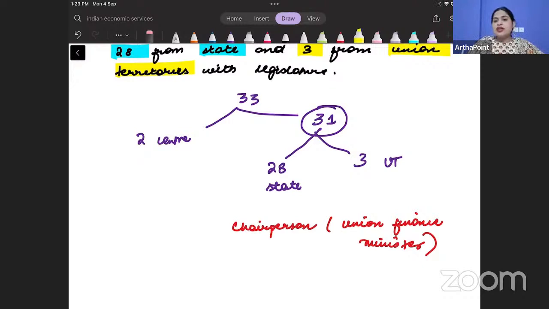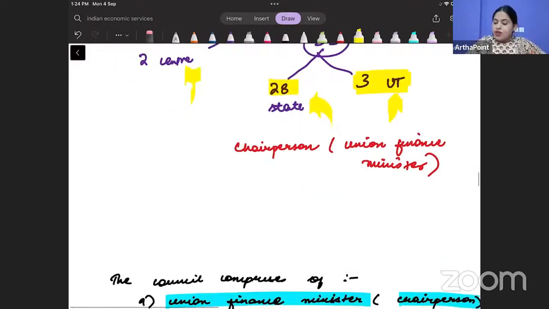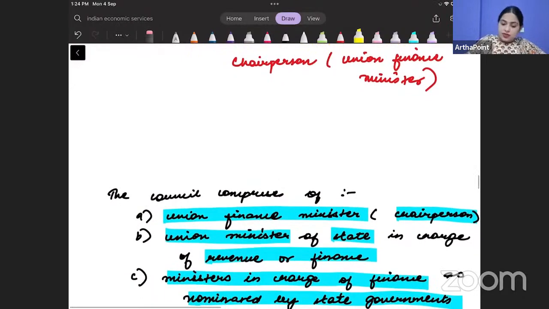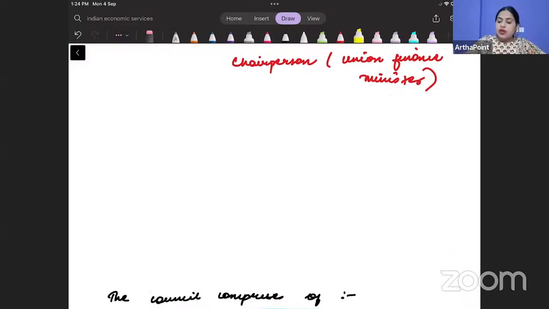Jaise, suppose first there were 2 union territories and 29 states. And now there are 28 states and 3 union territories. And that keeps getting updated. But each will be represented by 1 member. That is what is important. Achha, then you have the chairperson. And under the chairperson, you have members.